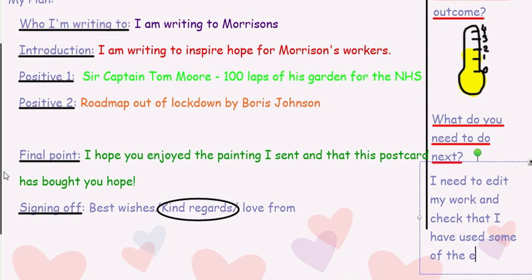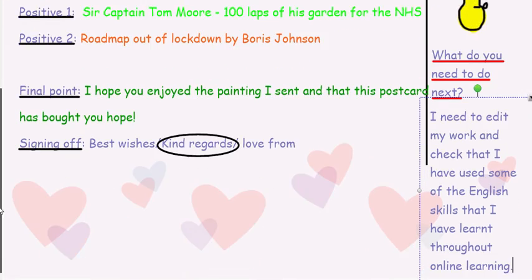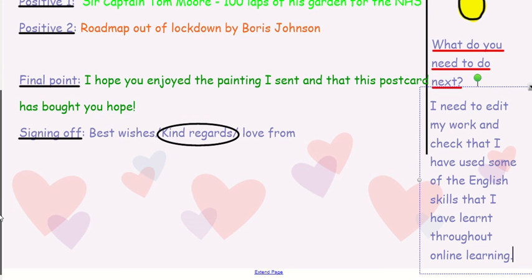Just check I've got a capital E for English. English skills that I have learnt throughout online learning. So I know I need to push myself, so I've put I need to edit my work and check that I have used some of the English skills that I've learnt throughout online learning.